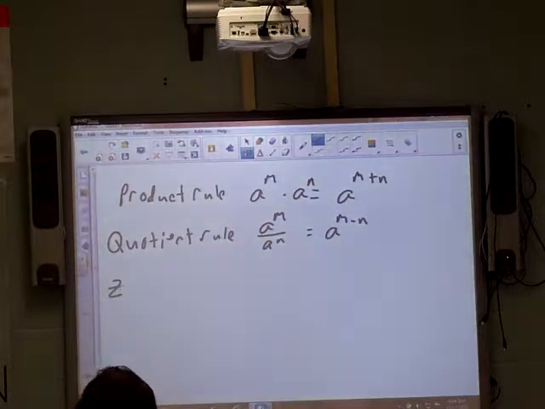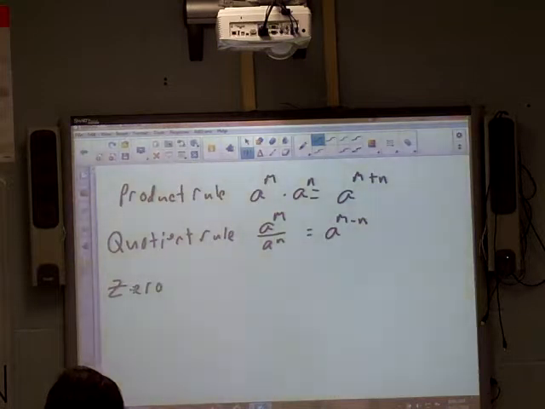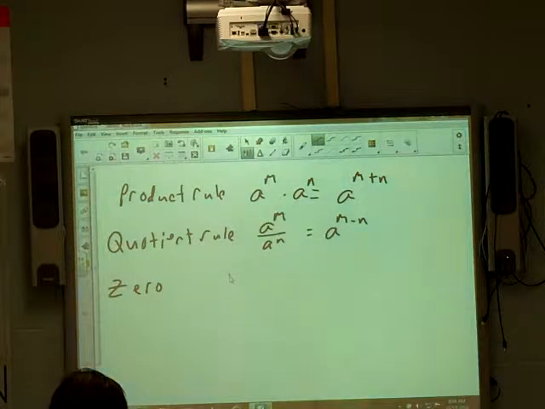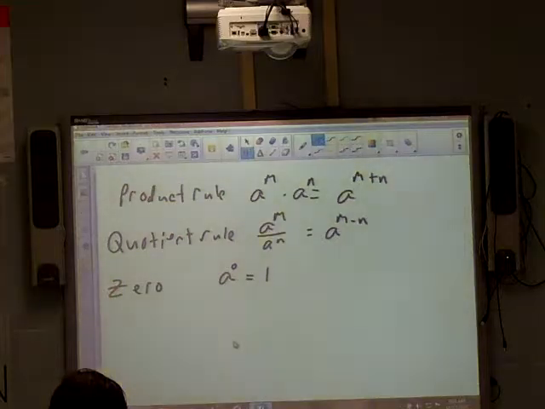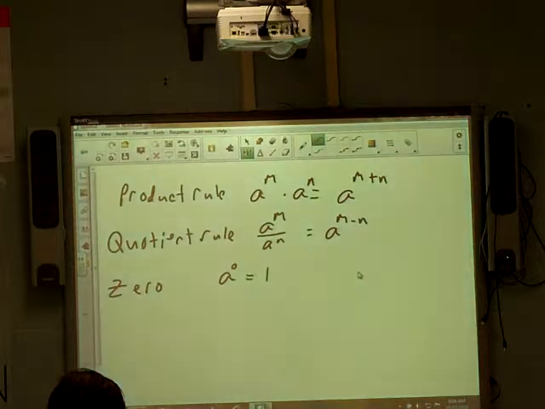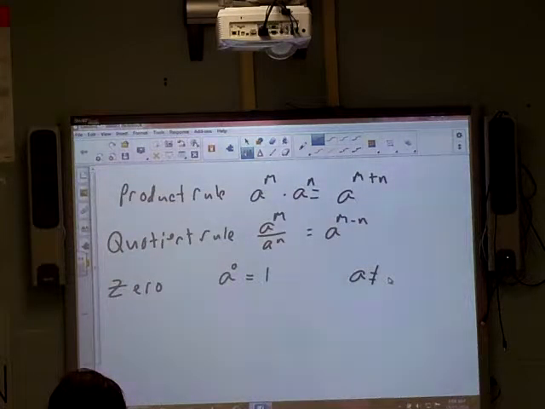It's okay. The zero exponent rule, and we talked about this one day last week, anything to the zero power is always equal to one. The only exception to that is you can't have zero to the zero power. So A can't be zero.